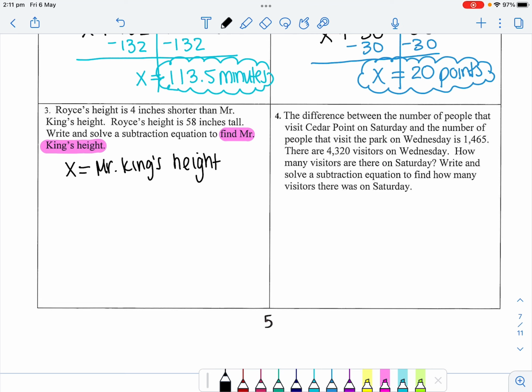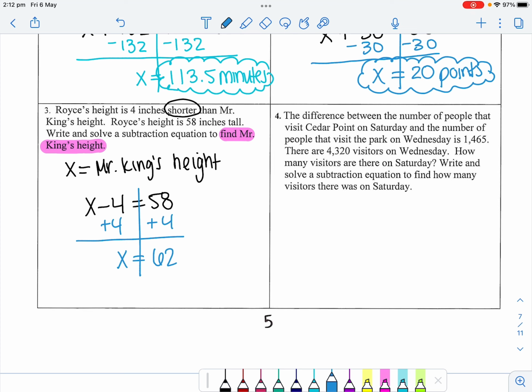It says Royce's height is 4 inches shorter than Mr. King. Shorter means that I'm going to subtract. So x minus 4 is equal to 58. So Mr. King's height minus 4 is equal to Royce's height at 58 inches. I'm going to solve this equation with addition. So x equals 62 inches tall, and that is how tall Mr. King is. So I would say Mr. King is 62 inches tall.